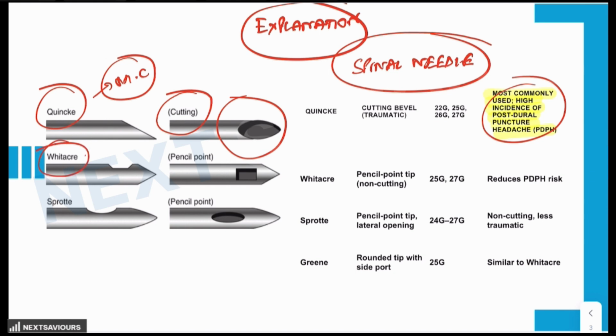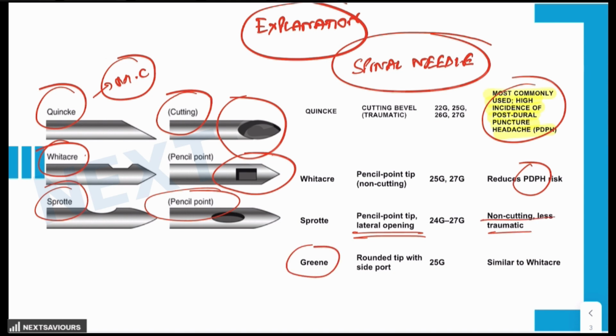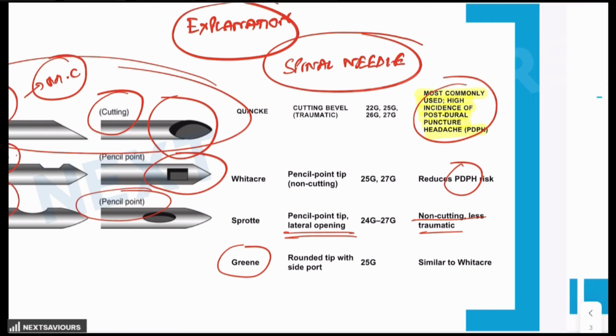Now, how is it identified? It has a pencil end, which is obviously not cutting, so it reduces the risk of post-dural puncture headache. Another one is the Sprotte needle, which is again pencil point, but it has a large lateral opening, and it is also non-cutting. It is also less traumatic. And one is a slight modification of the Whitacre needle, which is the Green needle. But in your question, most likely to be asked is the one which is most commonly used, and that is the Quincke needle. So this is how these spinal needles are identified.